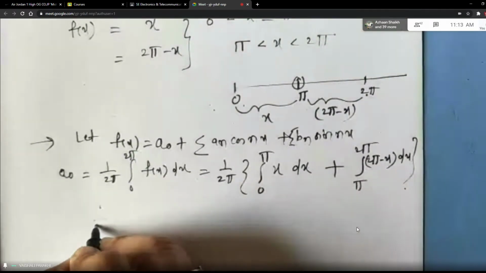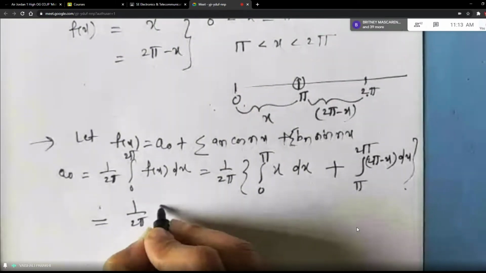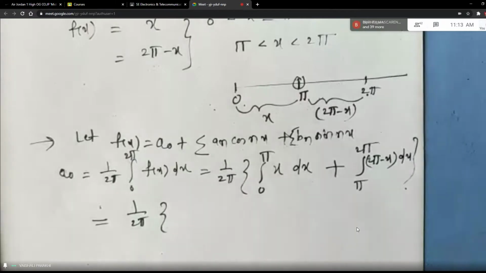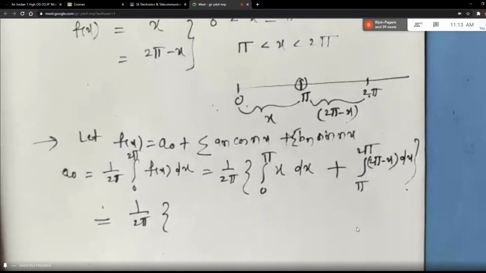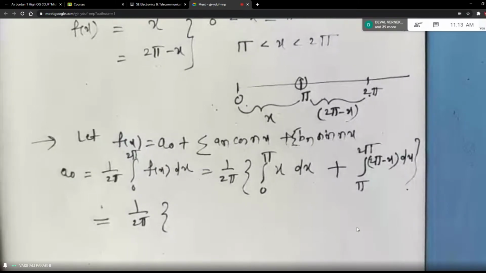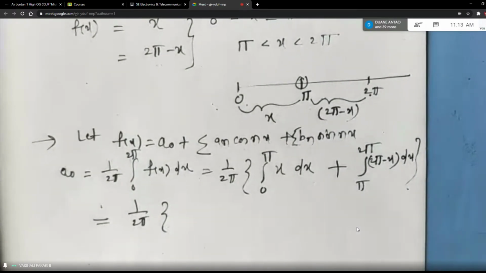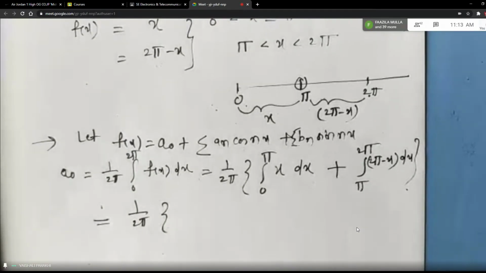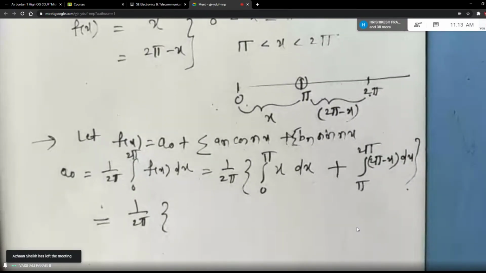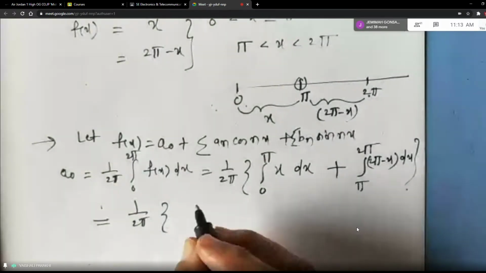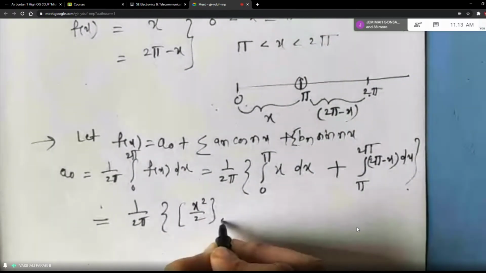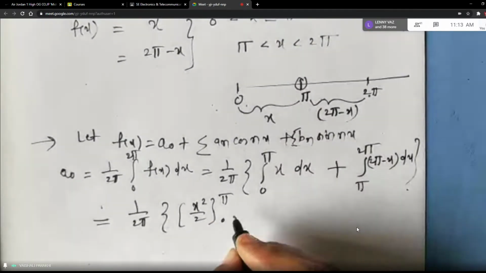Okay, now let us solve these integrals, students, normal integrals. What is integral of x dx? Rishikesh, what is integral of x dx? Rishikesh, are you there? Yes, ma'am. X square by 2. Very good. X square by 2. Then the limits are from 0 to pi. Don't forget the limits.